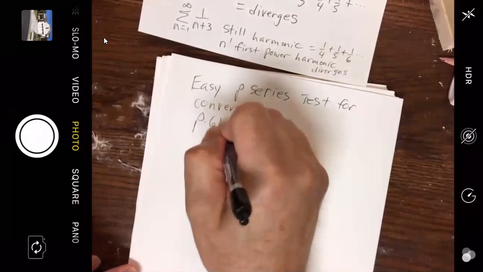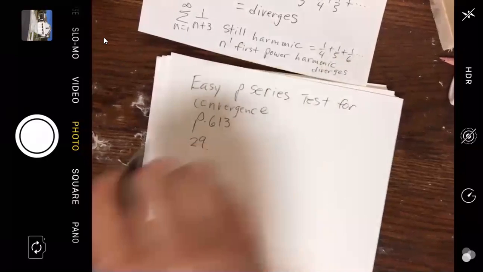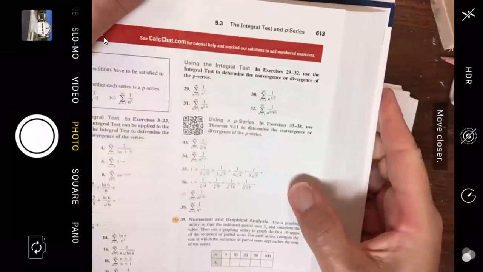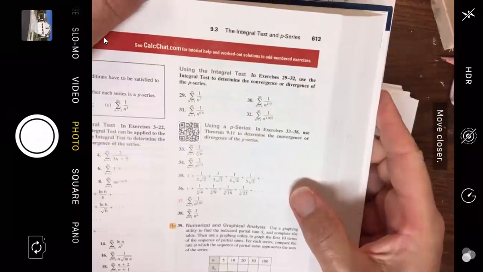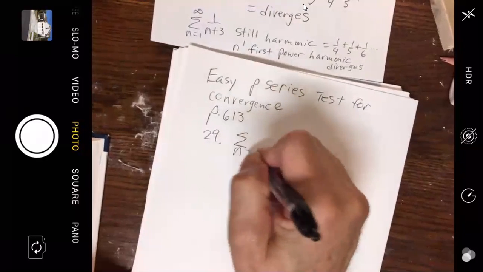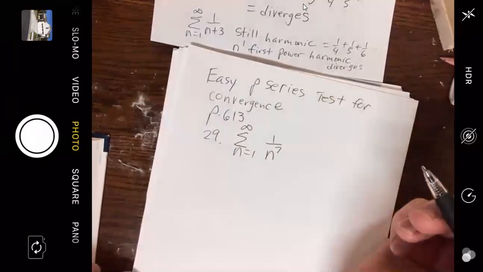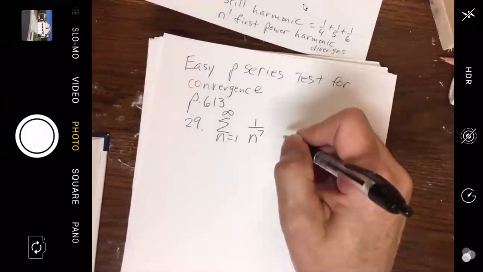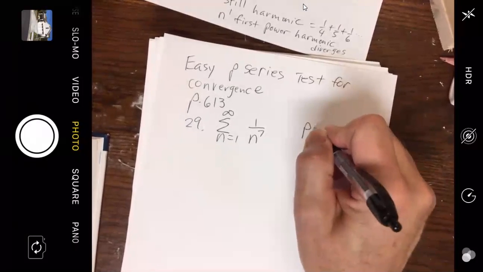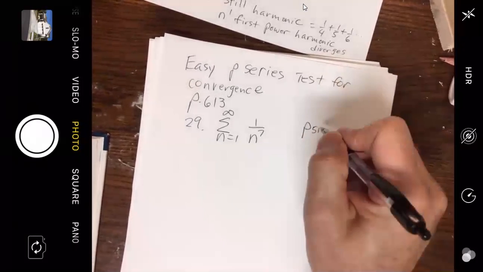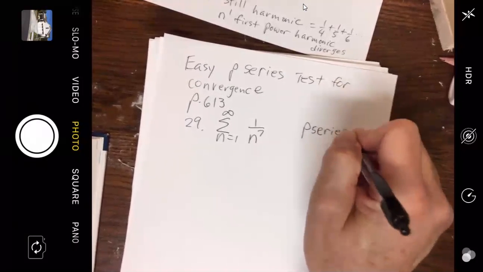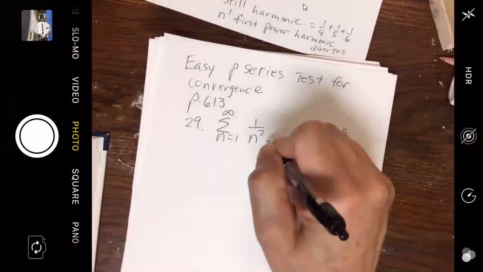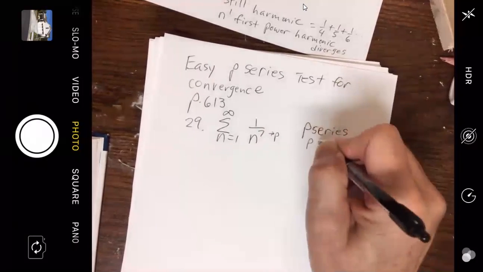All right, so page 613, number 29. It says sum of n equals 1 to infinity of 1 over n to the 7th. Now it's telling you to use the integral test, but you can recognize this is a P series. You can use multiple tests on the same ones; they're all logically consistent. The P, that's 7, that power is the P. P is greater than 1, it converges.